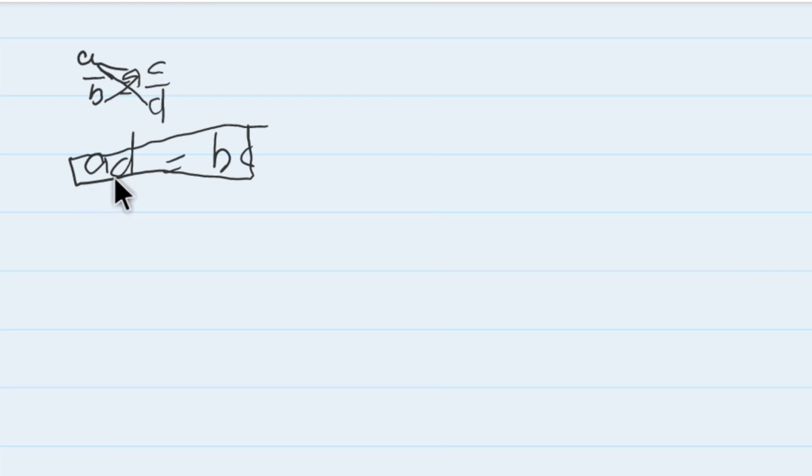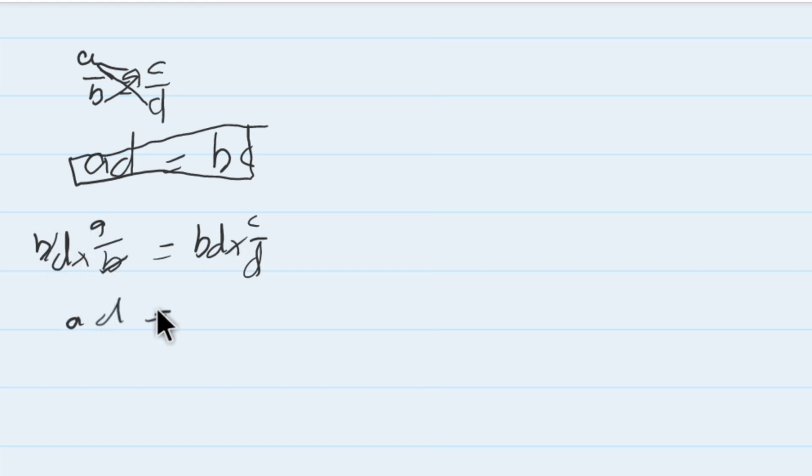So from where does this AD is equal to BC come? We multiply the denominators b and d, or find their least common multiple, and multiply it by both sides. That is a over b is equal to c over d. We will multiply b and d to both sides of the equation. B will cancel out b and we will be left with a d. Similarly, d will cancel out d and we will be left with b and c.